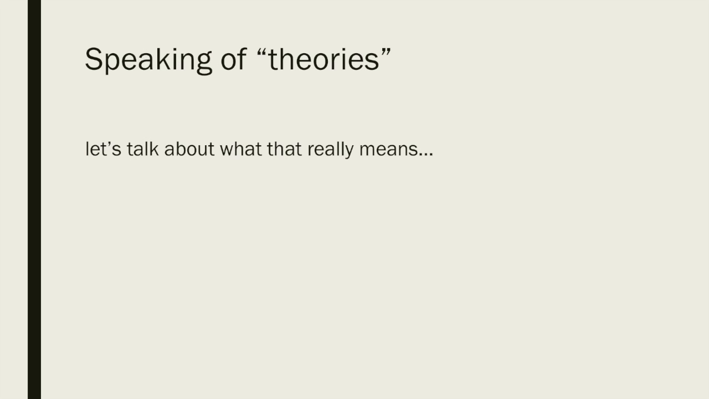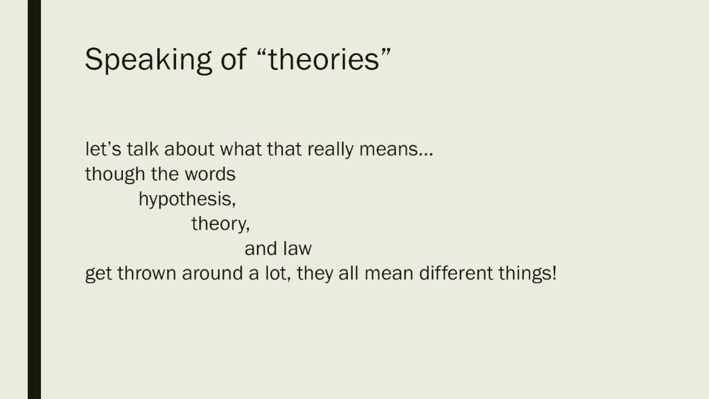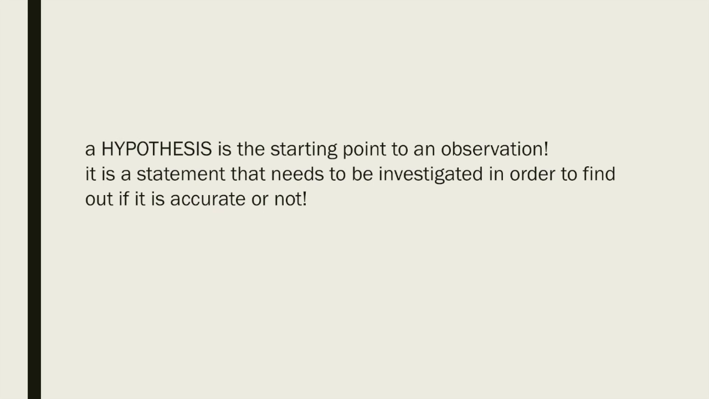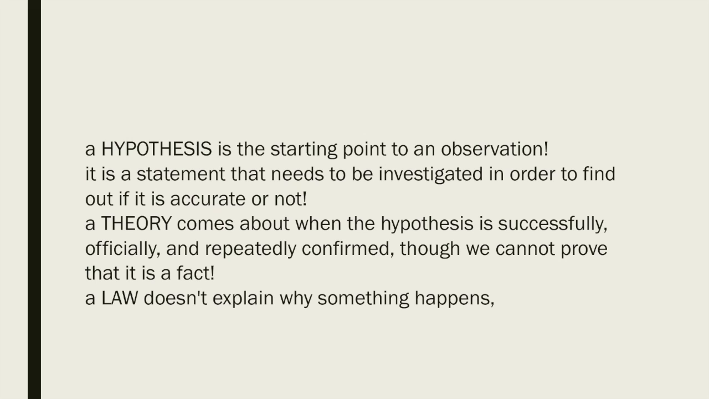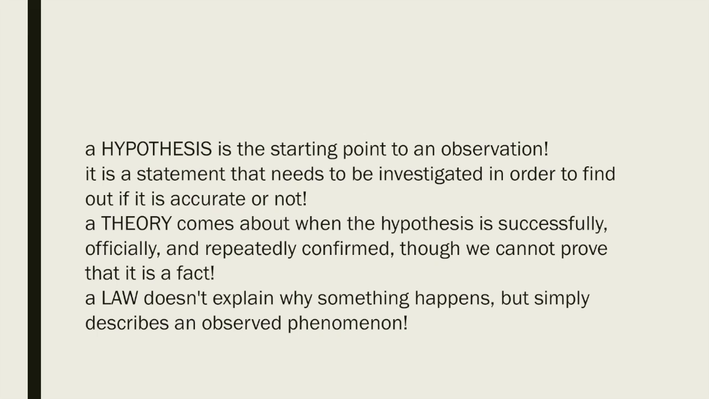Speaking of theories, let's talk about what that really means. Though the words hypothesis, theory, and law get thrown around a lot, they all mean different things. A hypothesis is the starting point to an observation. It is a statement that needs to be investigated in order to find out if it's accurate or not. A theory comes about when the hypothesis is successfully, officially, and repeatedly confirmed, though we cannot prove that it is a fact. A law doesn't explain why something happens, but simply describes an observed phenomenon.